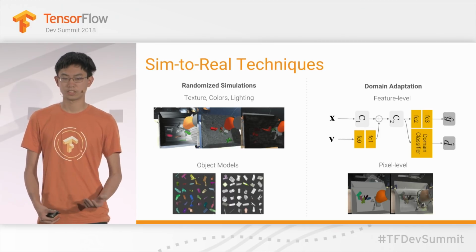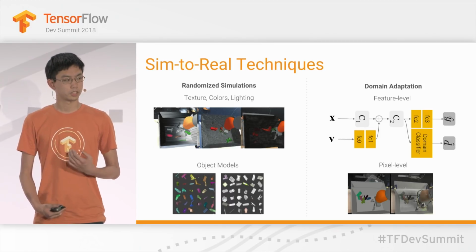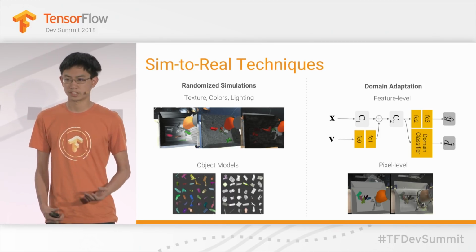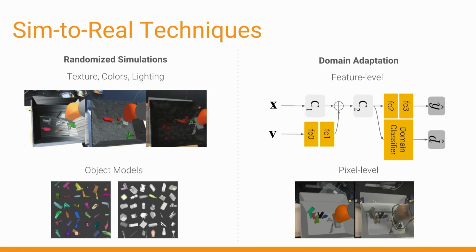Now, there are a few different ways you can do this. One approach for doing this is adding more randomization into your simulator. You can do this by changing around the textures that you apply to different objects, changing around their colors, changing how lighting is interacting with your scene. And you can also play around with changing the geometry of what kinds of objects you're trying to pick up.